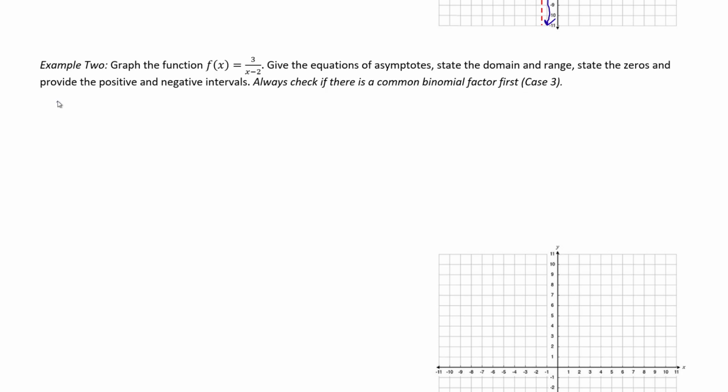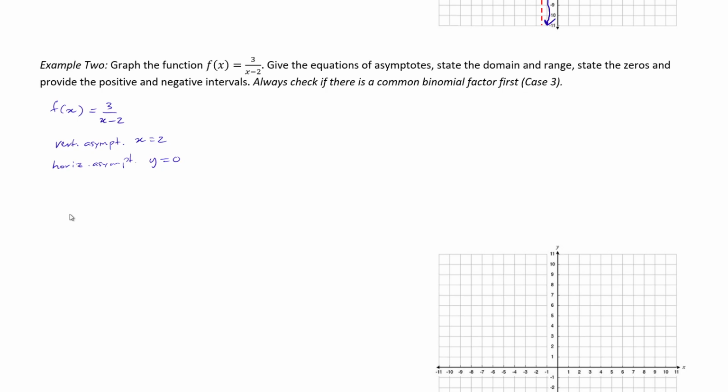So okay, I'm just going to rewrite my function here, and I'm just going to do this by inspection. My vertical asymptote is x is equal to 2, because if x is equal to 2, then the denominator is equal to 0. My horizontal asymptote is y is equal to 0. We've talked about that already.